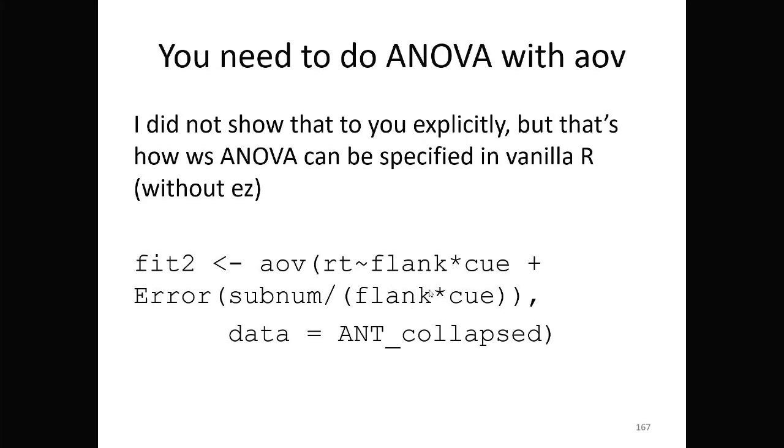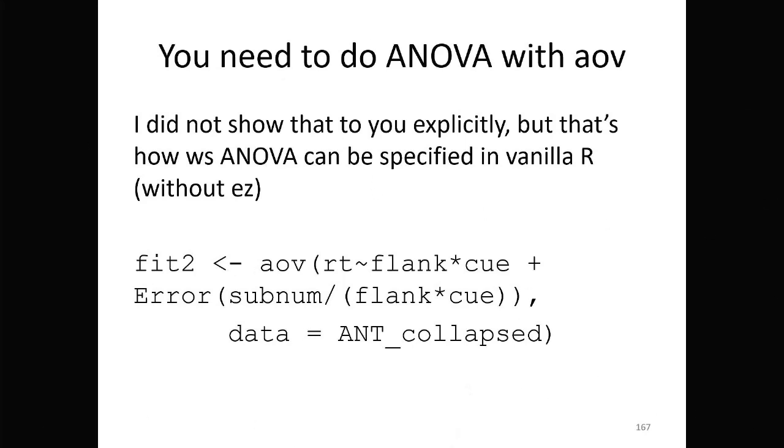The main effects and interaction are essentially repeated measures variables within the subject number. So each level of these variables and their combination is observed in each individual. And then the data set that we want to use, in this case, is the collapsed data set.